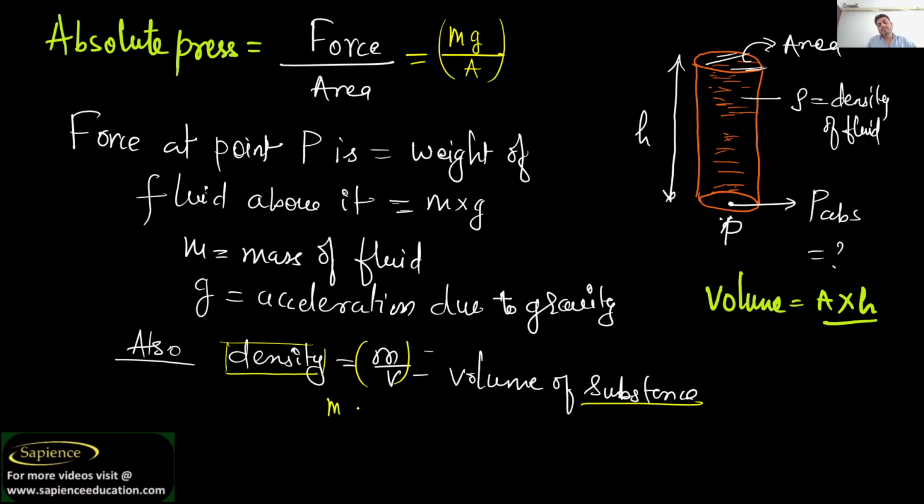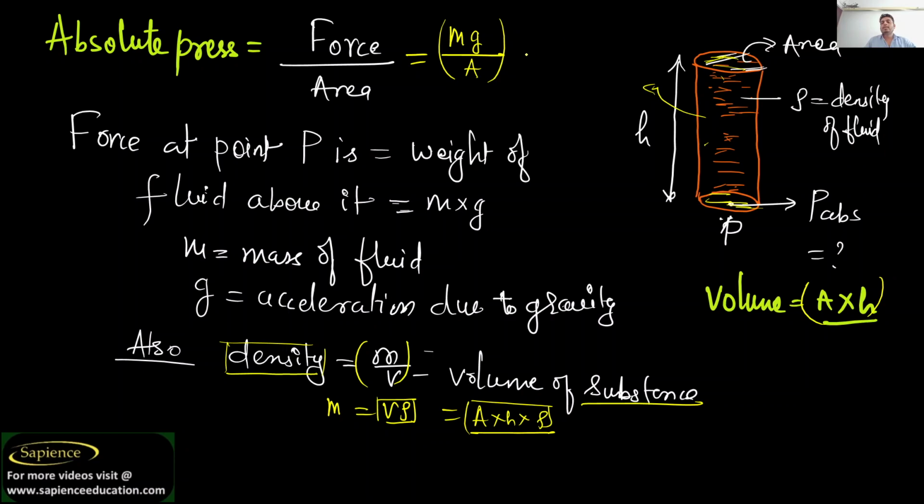So from here we can write mass is equal to volume into density. Now if you want to find the volume of this column, you can write volume is equal to area into h, that is the area of this cross section into height h. So in case of volume, you can put volume is equal to area into height h, into density. So this is the formula of mass.